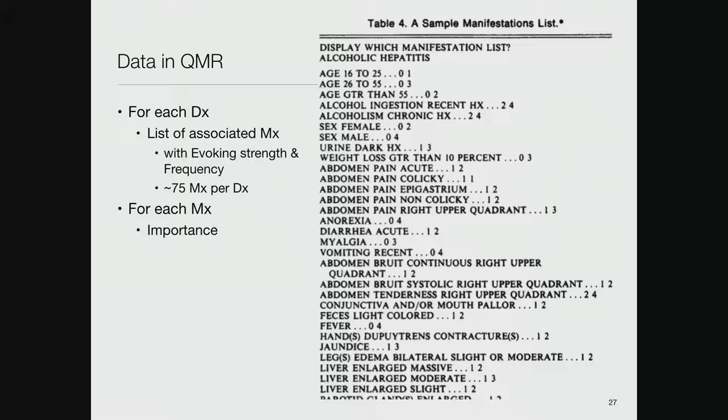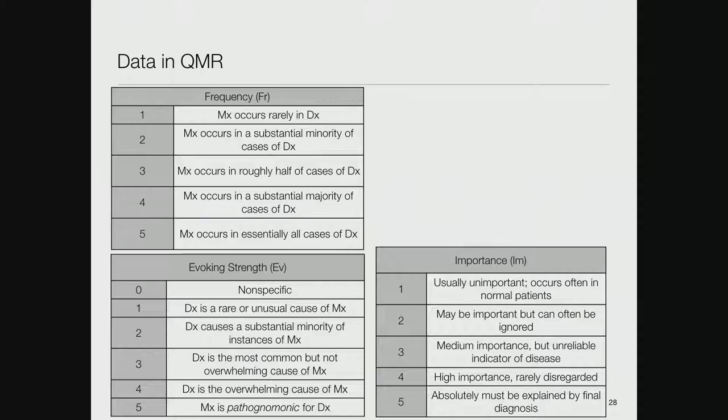This is the evoking strength number. And you see that there's a variety of those. So many years of effort went into coming up with these lists and coming up with those numbers. Here are the scales. So the evoking strength, 0 means nonspecific, 5 means it's pathognomonic. In other words, just seeing the symptom is enough to convince you that the patient must have this disease. Similarly, frequency: one means it occurs rarely, and five means that it occurs in essentially all cases, with scaled values in between.